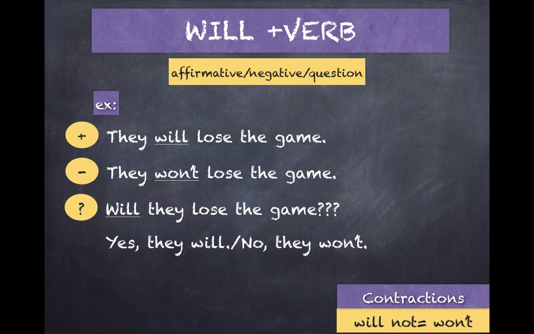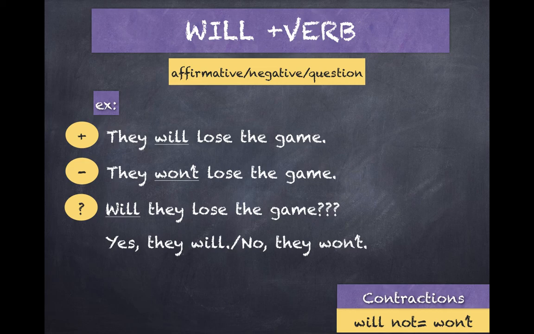So will plus verb, affirmative, negative, question also. Examples for each of them. Now in the affirmative or positive, they will lose the game, the first example. And when it's negative, we use will not. So shortly we can write, as you can see in the contraction, won't. They won't lose the game.